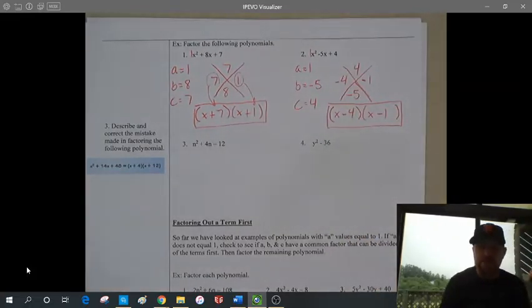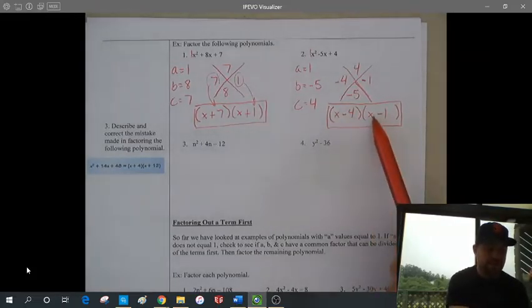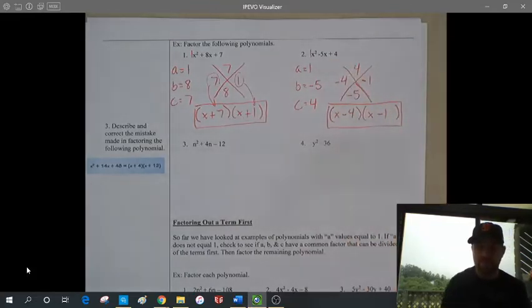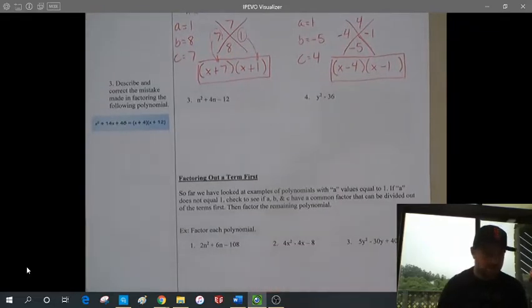Now again, if I wanted to double check my work, I could use FOIL to multiply this back out. The x times the x would make the x squared. I'd have x times negative 1 for my outer, that would be negative 1x, and negative 4 times x for my inner, that would be negative 4x there. And so negative 1x and negative 4x is going to make that negative 5x, and negative 4 times the negative 1 makes my positive 4. So it indeed does FOIL back out to give me the trinomial I started with. Okay, number 3.